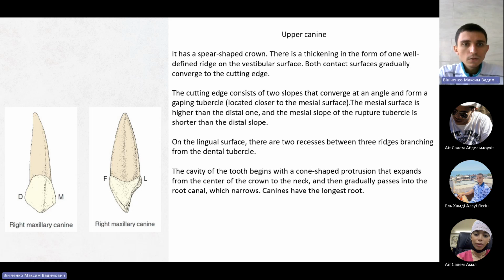On the lingual surface, there are two recesses between three ridges branching from the dental tubercle. The cavity of the tooth begins with a cone-shaped protrusion that expands from the center of the crown to the neck, and then gradually passes into the root canal, which narrows. Canines have the longest root.